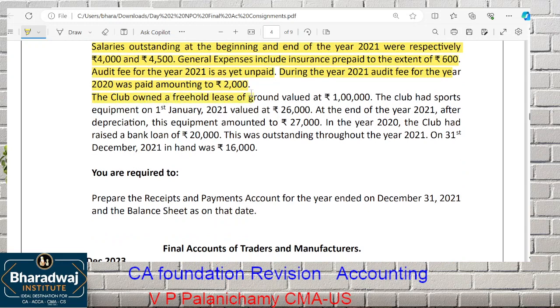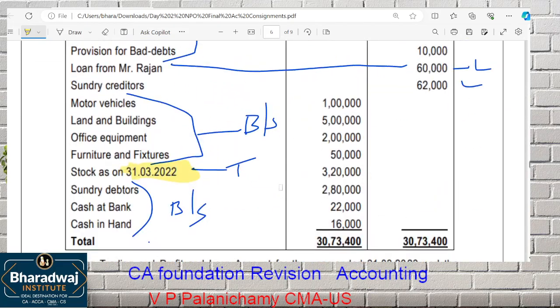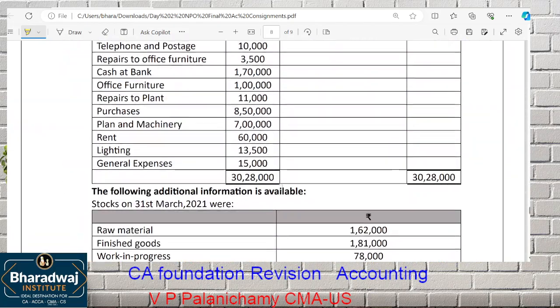The club owned a freehold lease ground valued at 1 lakh. Sports equipment at the beginning is given, at the end is given. Then they've given this. Okay, they raised a bank loan of 20,000. This is outstanding. Closing cash in hand is given to us. So similar steps in working. What are the similar steps you have to do? Subscription account, then salary and the outstanding prepaid items, equipment, you have to prepare the receipts and payments account. All the other steps are usual. This you can try at home today. I'll share the answer in PDF format in the group.